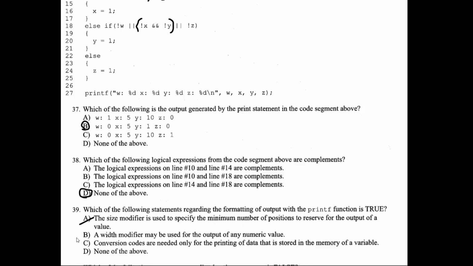B, a width modifier may be used for the output of any numeric value. That is true. You can use a width modifier with any numeric value, no matter what type. C, conversion codes are needed only for the printing of data that is stored in the memory of a variable. That is false. You need conversion codes for printing any sort of variable or value or anything that isn't just the string that you pass to printf.